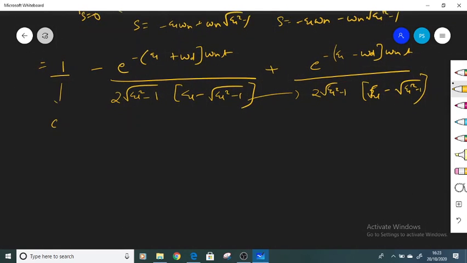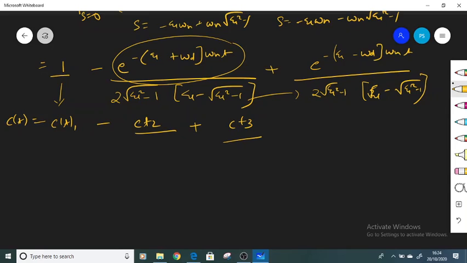I can write c(t) as the first term, c(t)1, minus some other term, c(t)2, plus some other term, c(t)3. So I am getting three terms over here. We had two poles, two real poles, and hence as the poles were real, we got two terms which are exponentially decaying terms.